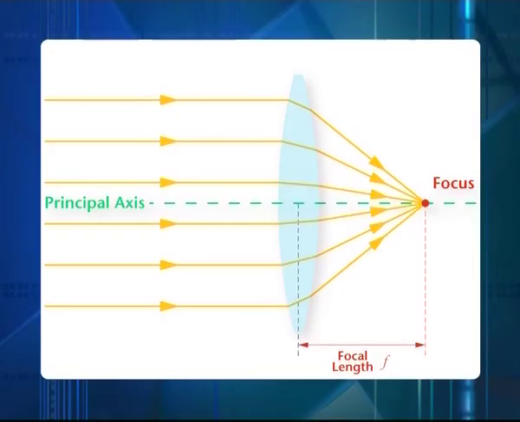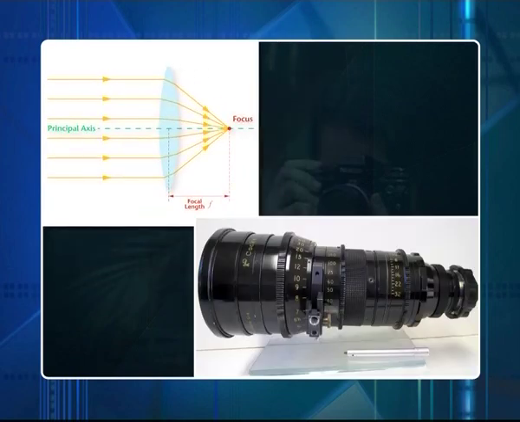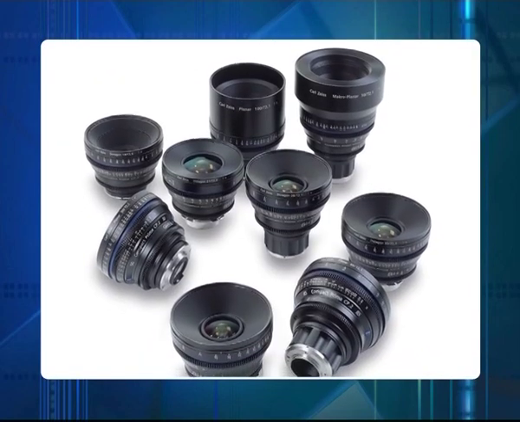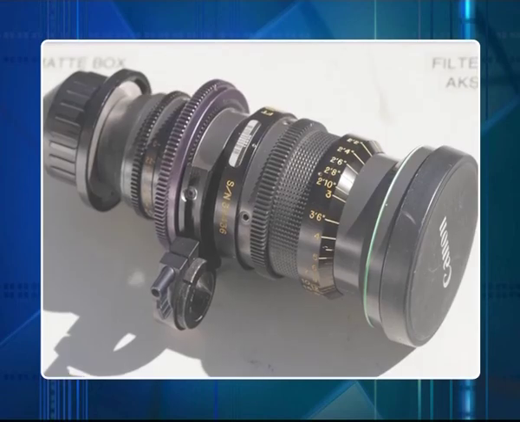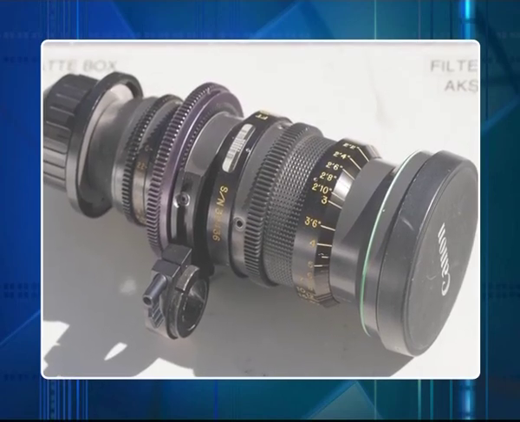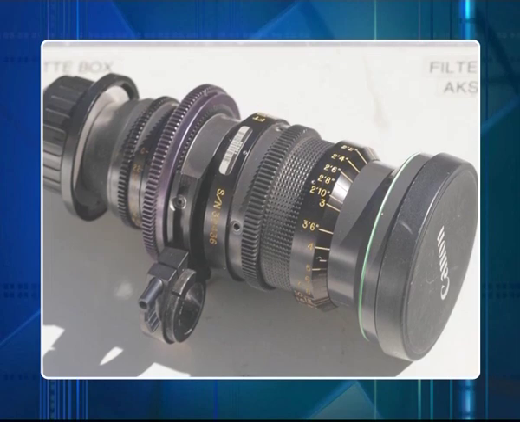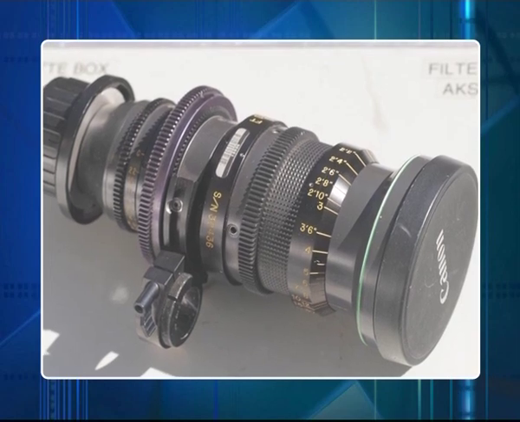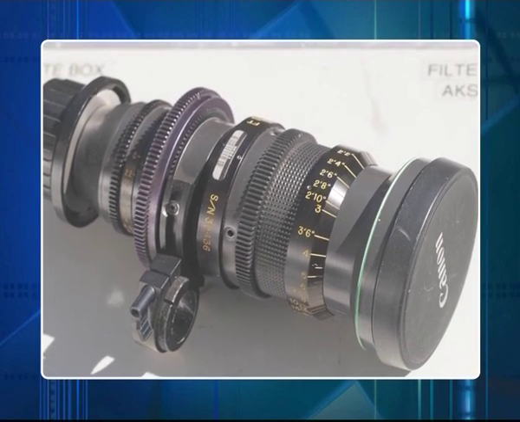Parallel light passed through a lens will always converge on the same point. The distance from the surface of the lens to the focus point is called the focal length and is measured in millimeters. Most lenses are described by the focal length. Zoom lenses have a range of focal lengths, a feat accomplished by using a complex series of lenses which can be moved relative to each other.